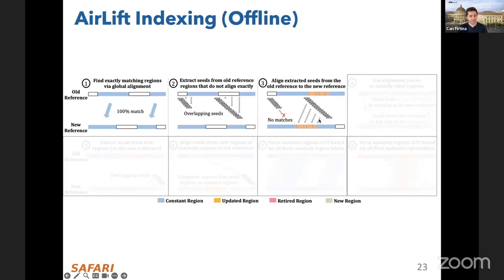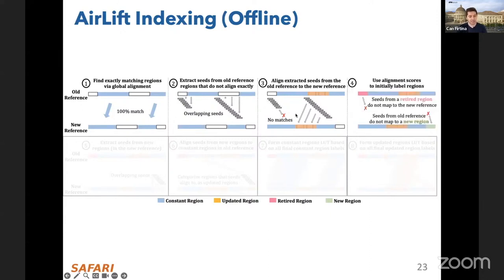And after this step, there are still going to be some regions where the seeds are not going to be aligning in the new reference genome. For those regions, if the seeds in the old reference genome cannot align anywhere in the new reference genome, then the region that we extracted those seeds from should be labeled as the retired region, because apparently that particular region no longer exists in the new reference genome.